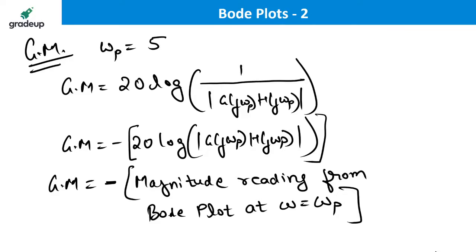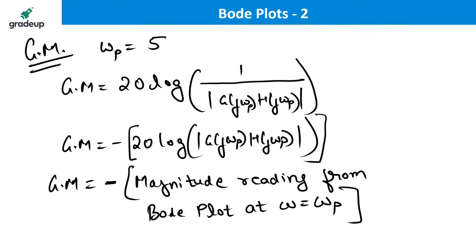So how do you find the gain margin from the Bode plot? It is the negative of the magnitude reading from the Bode plot at omega equal to omega p. Right?